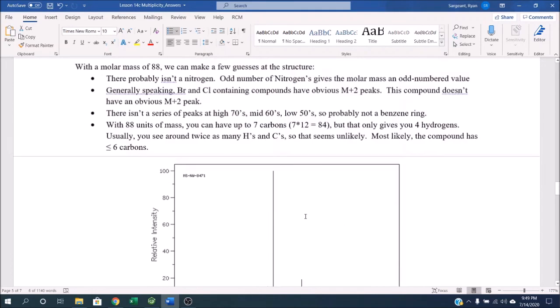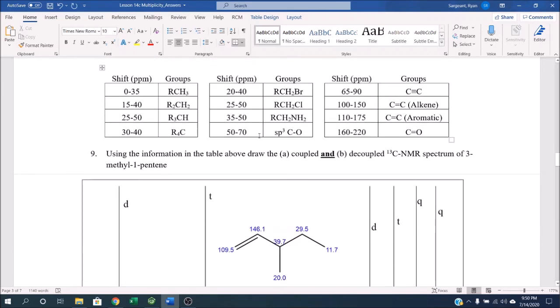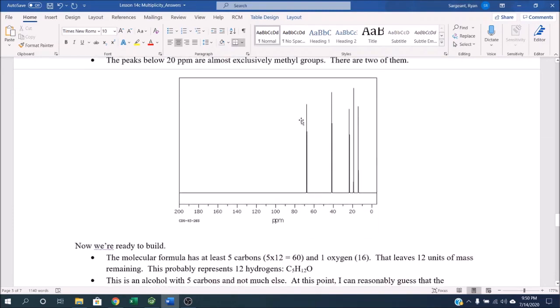But a peak at 70, let's go back to our memorization list, right there. Okay? 65 to 90 is a carbon-carbon triple bond. No. 50 to 65 is usually an alcohol or an ether. And it can go a little higher, so let's modify that and call it 70. So that right there is the carbon bound to the oxygen showing up in my C-13 NMR. So there I have an alcohol, and then there's 4 other carbons.